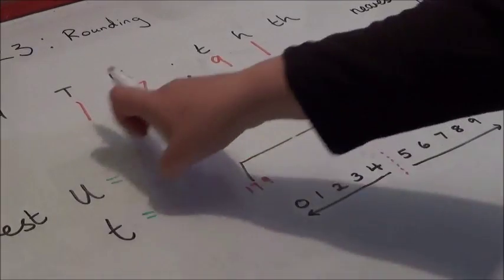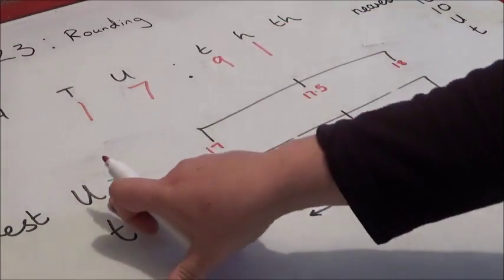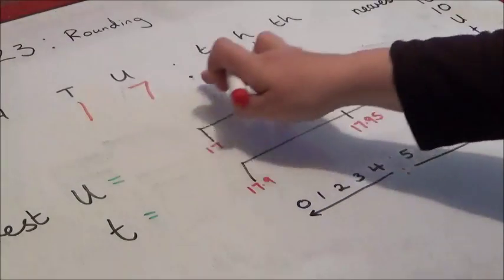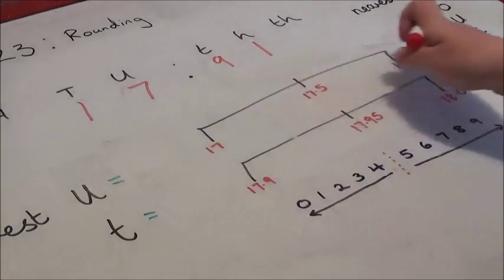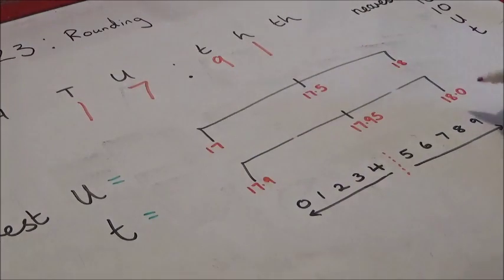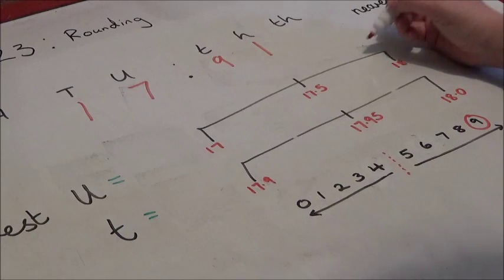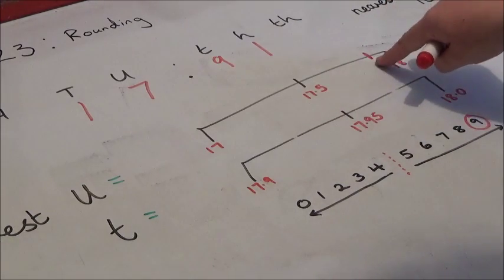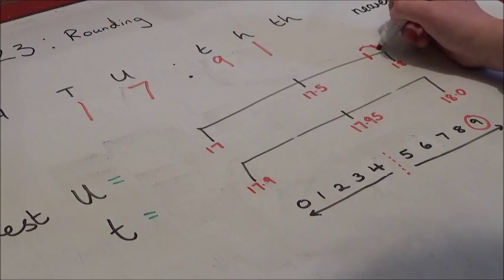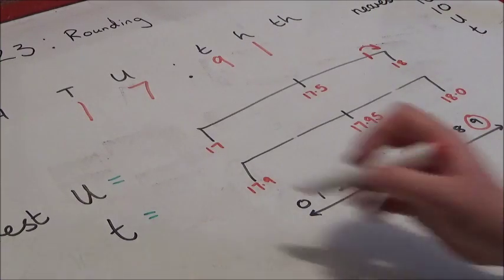So rounding 17.91 to the nearest unit. So we've got 17.9. That's what we need to look at. We're looking at our tenths to see which unit it is closest to. 9 here, we know that we automatically need to move it up. So if I was to plot it here on our number line, it would be about here for 17.9, and we know that the nearest unit would be 18.